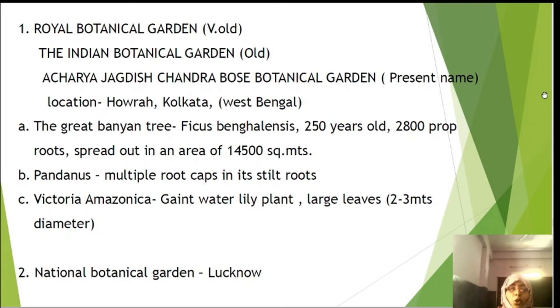Next, the third one is Victoria amazonica, also called the giant water lily plant. This botanical garden is also famous for the giant water lily plant, which has large leaves of around 2 to 3 meters, where around 4 to 6 people can sit on that leaf. Just imagine, 4 to 6 people can sit on that leaf. Okay.